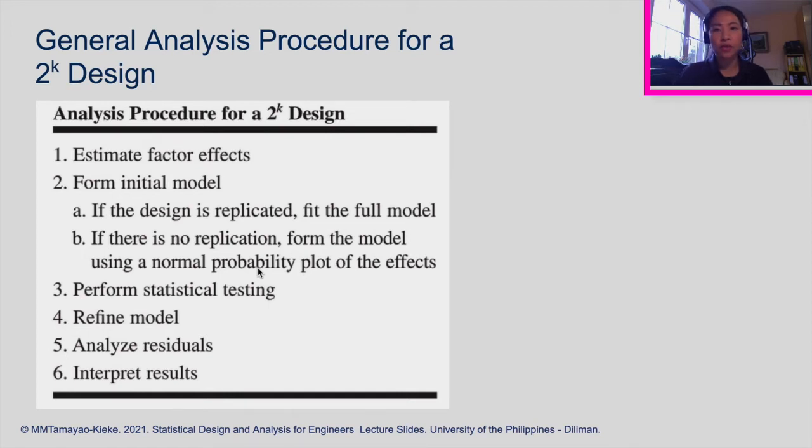So residual analysis, as you know, is a tool for testing model adequacy and the validity of the assumptions. Now, if the model is not adequate or some of the assumptions are violated, then you have to perform refinement of the model again, right? And of course, the last step is interpretation of the results, and this includes graphical analysis. The graphs that you might want to look at are the main effects or interaction plots. You also have your contour plots, and then you have your response surface.